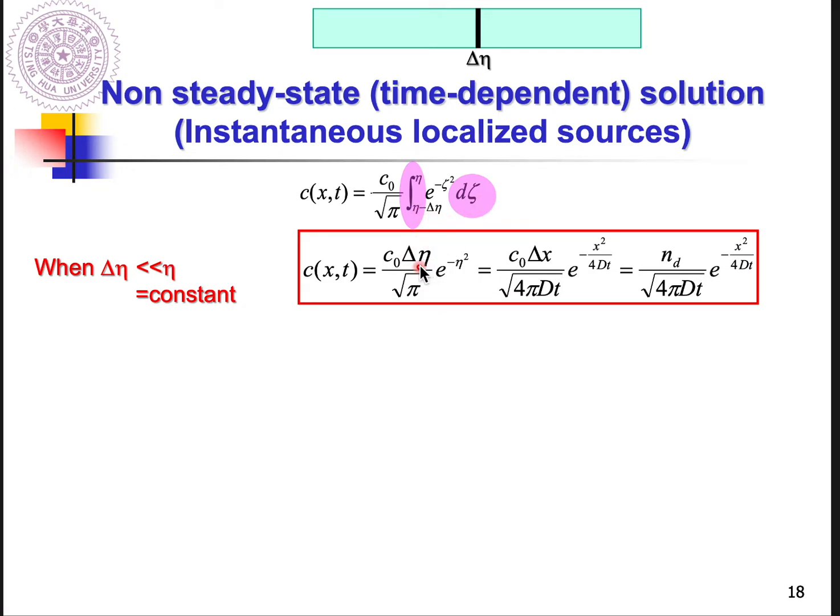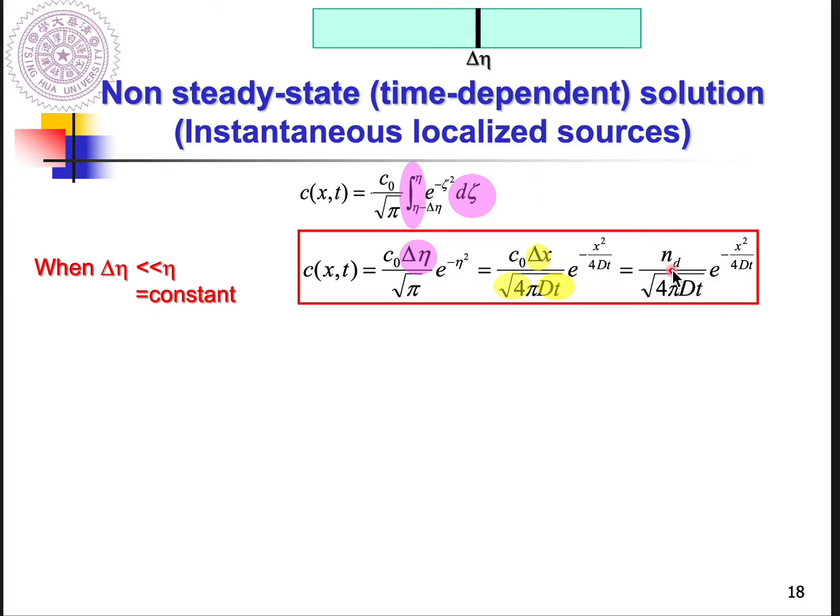And what's a delta iota? Iota means x over square root 4Dt. So delta iota is equal to delta x over square root 4Dt. And I also use the same to substitute the iota to convert it to x. And next, what's the C0 times delta x? C0 is the number of diffusing atoms per unit volume, and you times the delta x, which is the length or thickness of this source.